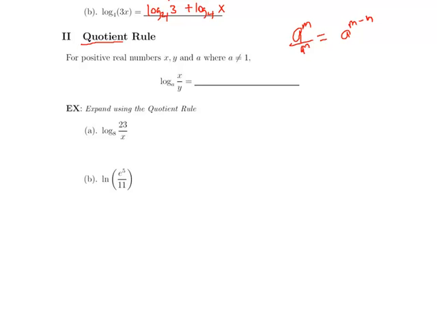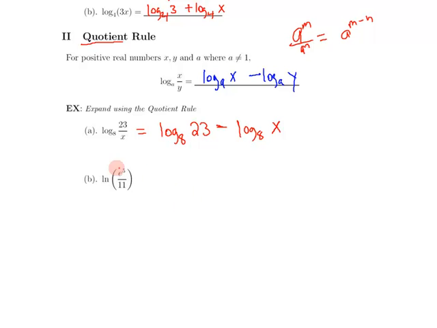So if you have a log of some base a of x divided by y, you can rewrite that as log base a of x minus log base a of y. In this example, log base 8 of 23 over x would be log base 8 of the numerator. Always start with the top and subtract the bottom. Log base 8 of x. We have expanded this expression into two logarithms.